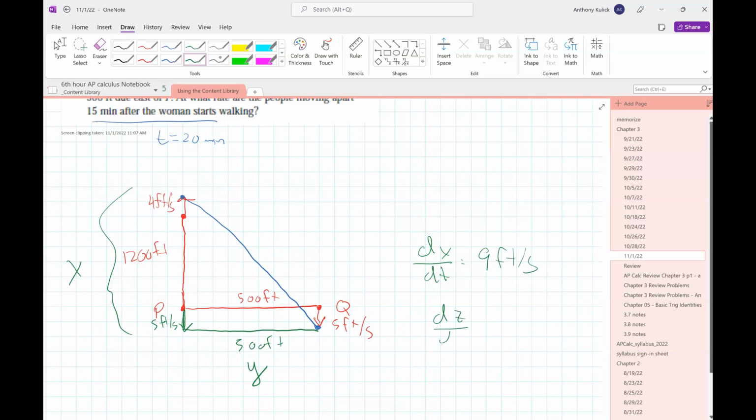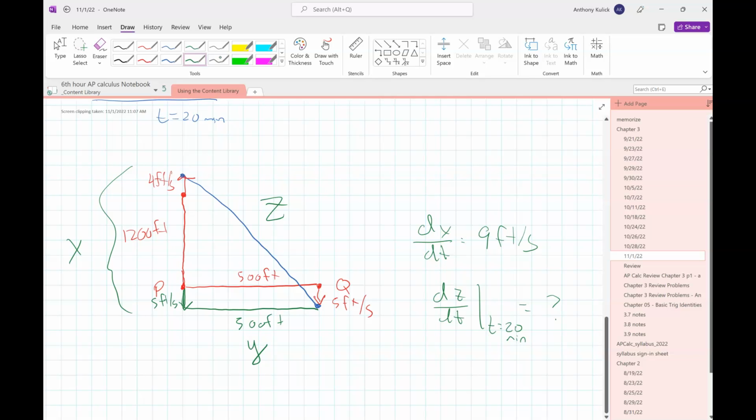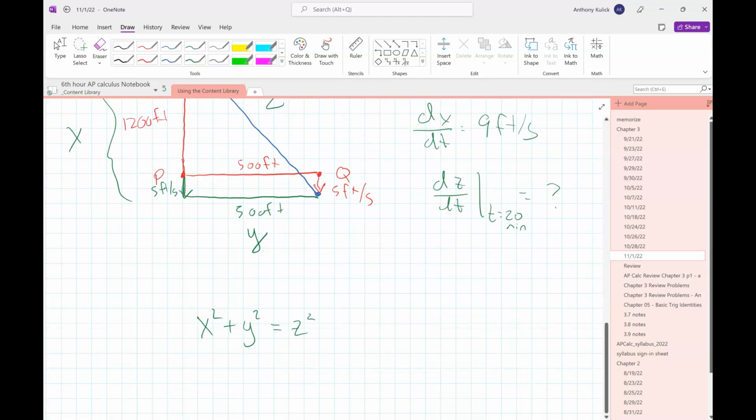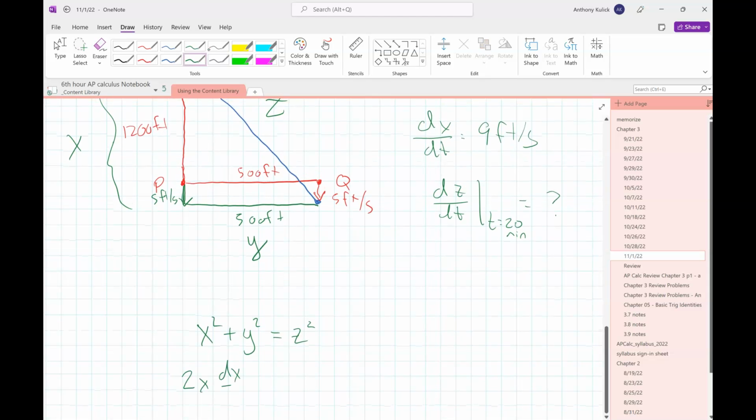And we want dz dt when t is equal to 20 minutes. That's what we're asking for. I'll call this side z. Sorry. So far, so good? All right. So, Pythagorean theorem, oops. So that's going to be 2x dx dt plus 0 equals 2z dz dt. So there's my derivative.